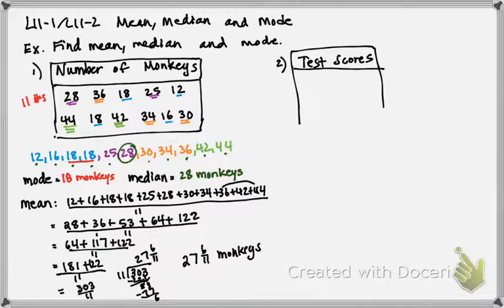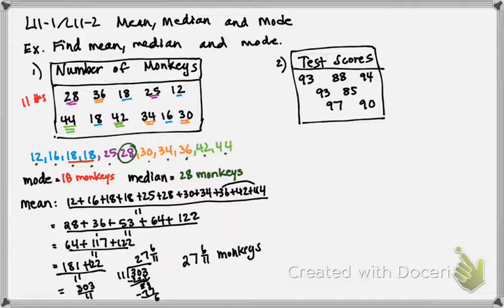Nice thing is we're not going to have so many numbers. Bad thing is the numbers are bigger. So this is somebody in a math class. They scored a 93, an 88, a 94, a 93, an 85, a 97, and a 90. Wow, they must be doing their homework. So we're going to go ahead and put them in order from least to greatest.